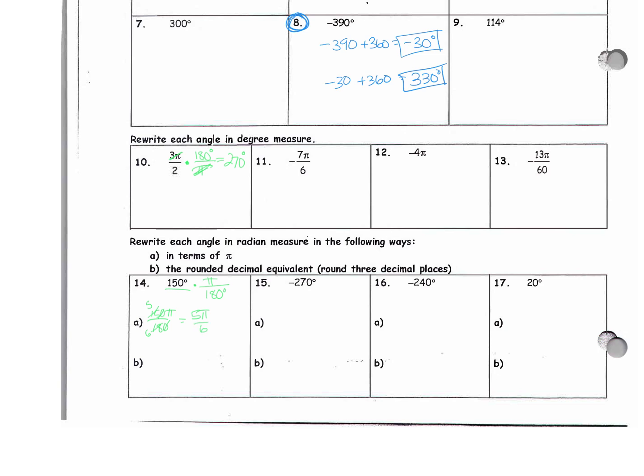And then it says rounded to the decimal equivalent. I don't really care about the 3 decimal places, but we're going to do 5 times pi divided by 6 on my calculator, and I get approximately 2.618 radians.